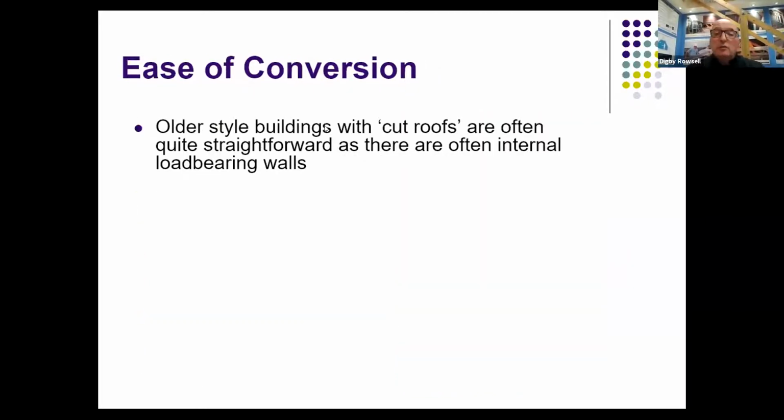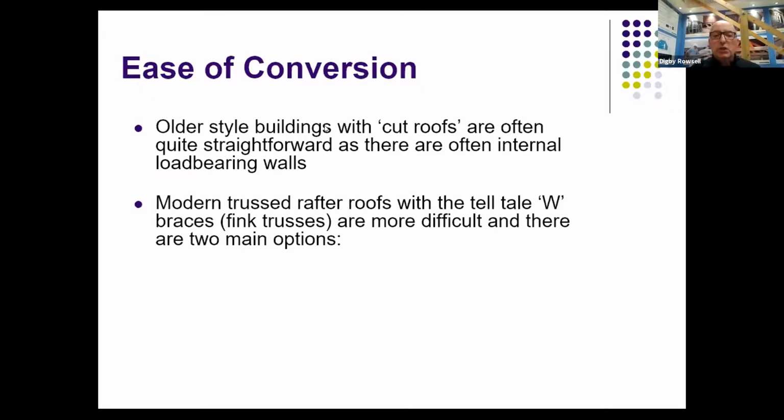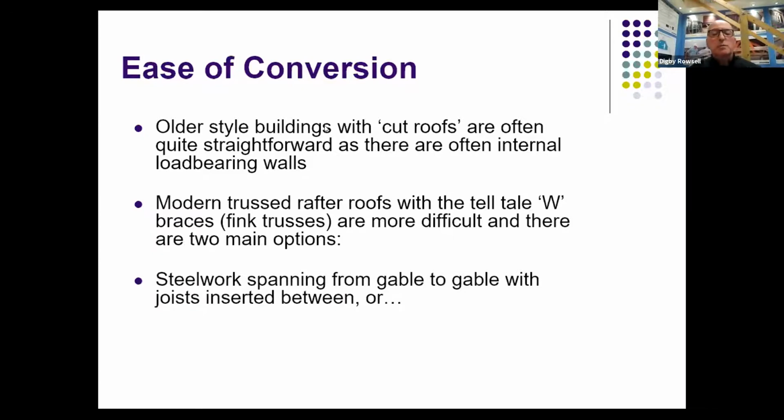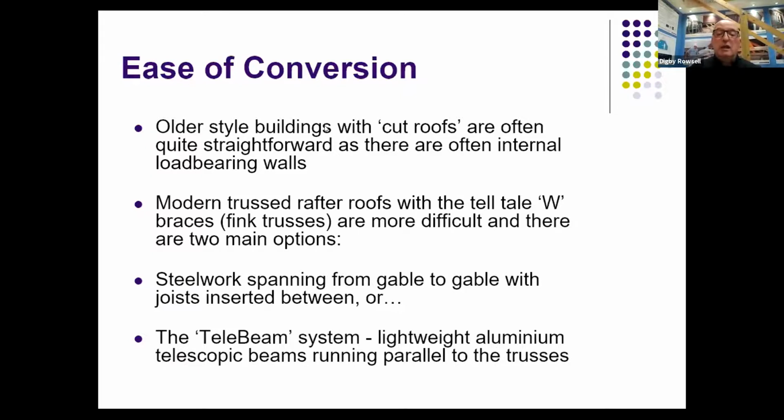In older style buildings with cut roofs, they're often more straightforward because you have usually some internal load bearing walls. So the design spans and support is a bit easier. In a modern truss roof with the telltale W braces, these are more difficult. And there are 2 main options. Typically steel or large steel beams spanning from gable to gable with timber joists spanning in between those steels, or the telebeam system, which is a lightweight aluminium telescopic beam system which runs parallel to the trusses, not gable to gable.